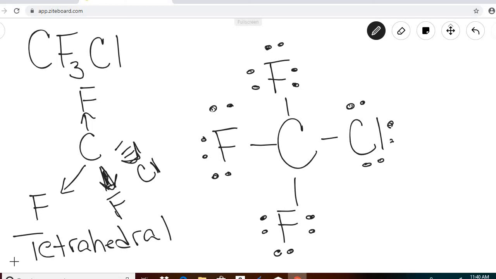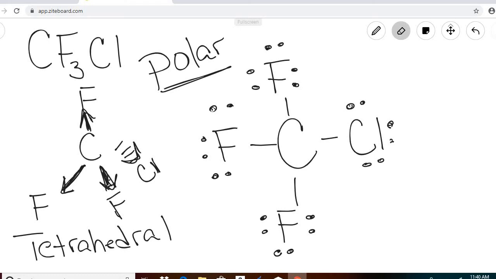However, fluorine is higher on the periodic chart than chlorine. So the fluorine will have a greater pull on those electrons than will the chlorine, and that's going to make it a polar molecule. So you have unequal pull of electrons, unequal sharing of electrons, so that makes it polar. Will it dissolve in water? Polar molecules dissolve in water, so yes, it would dissolve in water.